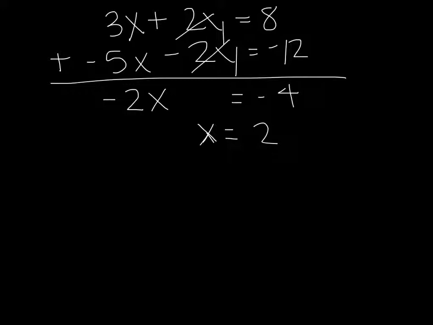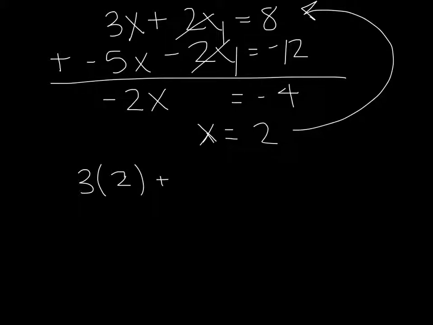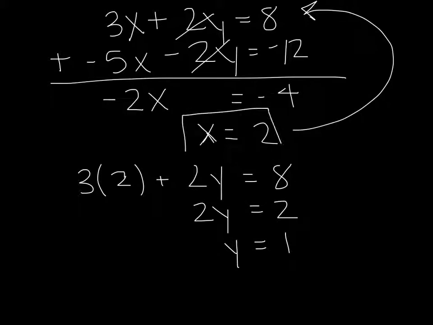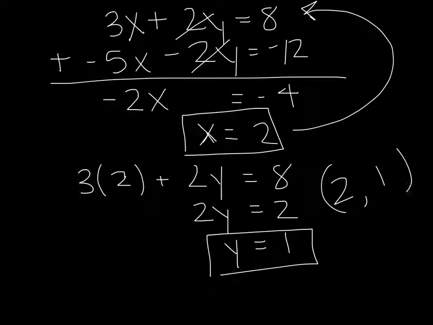If I plug this back into either one of my equations, 3 times 2 plus 2y equals 8. 3 times 2 is 6. 8 minus 6 is 2. So that leaves me with y equals 1. So I think my solution is 2, 1. But remember, last step is to check. So let me check the solution.